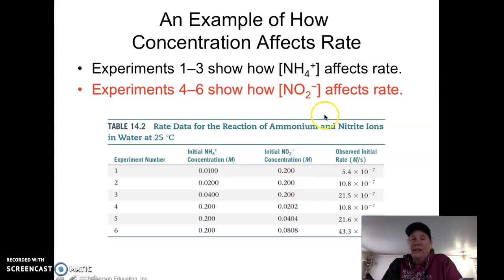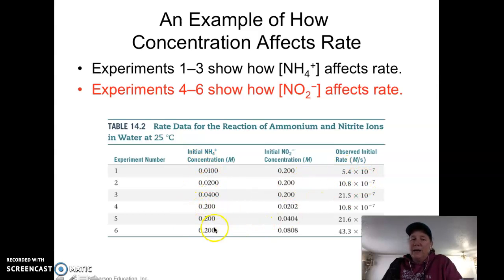Now, on the other side, the bottom ones, see how this stays the same? Ammonium stays the same concentration, and these ones vary. So what I'm doing is looking at how the change in concentration of ammonia affects the rate. And I have to make sure this one doesn't change, because if they both change, is it this that's causing it, or is it this that's causing it? So I don't want to do that. One of them has to be the same, one of them changes, and then you look at the rate.